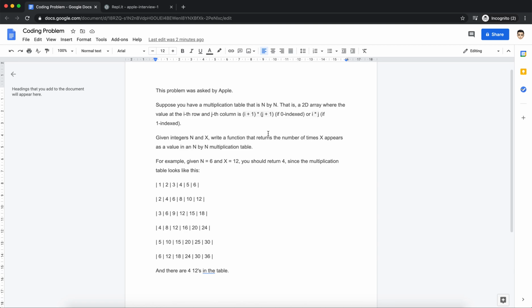Today, the question that we are gonna discuss was asked by Apple. Let's look at the question before jumping on the approach. So, the problem states something like this.